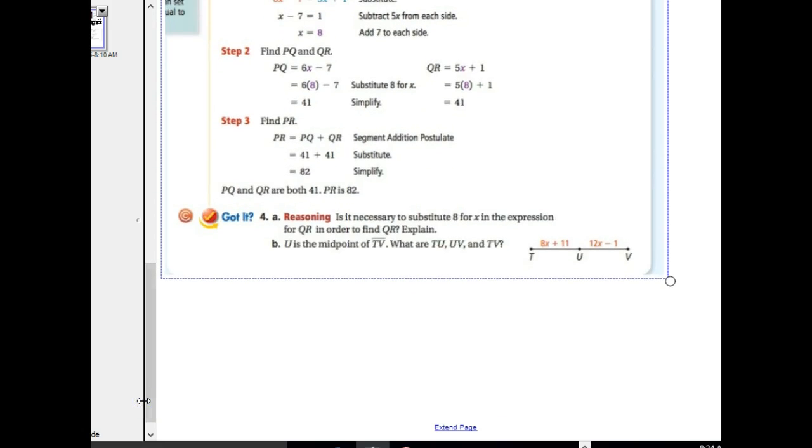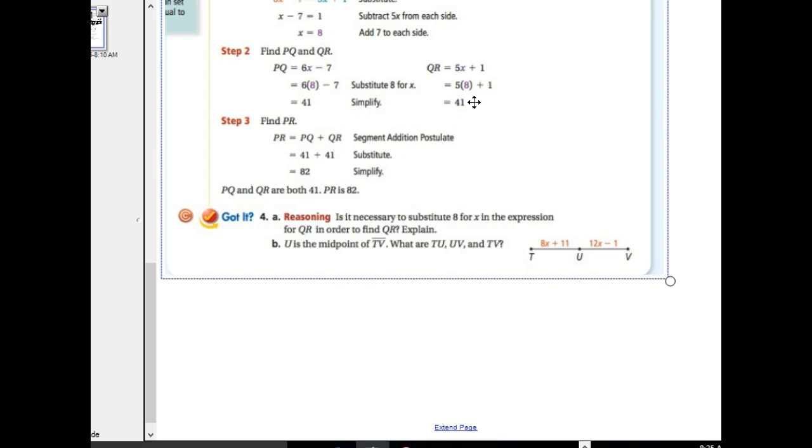Now, let's look at the Got It. Number 4a. Is it necessary to substitute 8 for x in the expression for QR in order to find QR? Well, I just explained that to you. If we know that PQ was 41, then we automatically know that QR is 41. So the answer is no. You don't necessarily have to substitute 8 in there. You can, but you don't have to in order to find the length of QR.